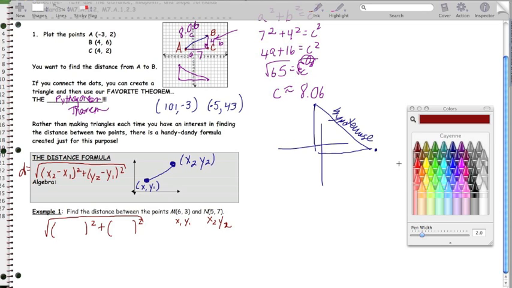Okay, so inside here I'm going to say x2 minus x1. x2 is 5, x1 is 6. So I'm going to scratch them out because I've already used them. Then I have y2 minus y1. y2 is 7, y1 is 3. So I'm going to scratch those out. So I've used them all.